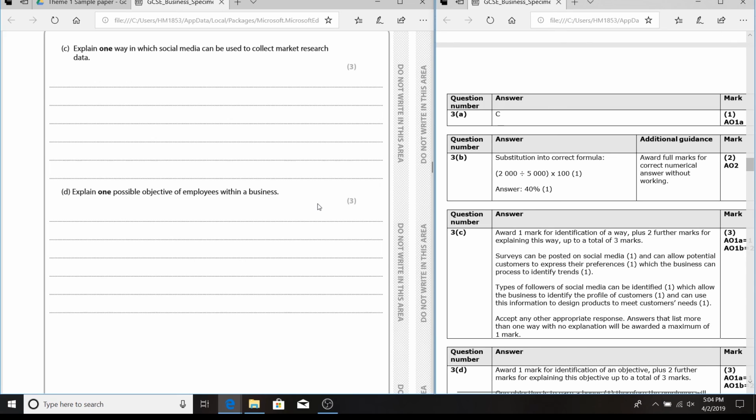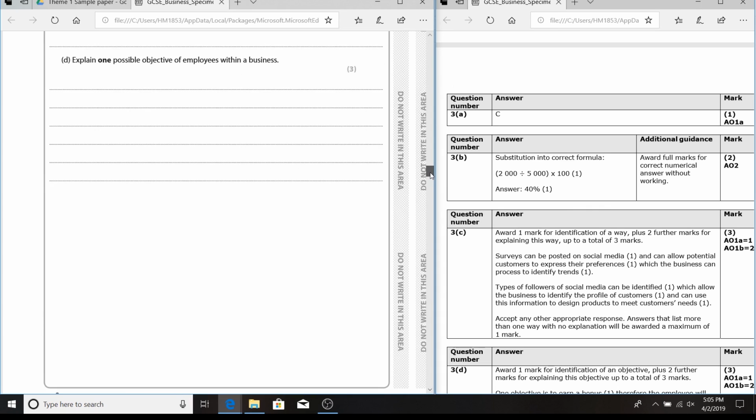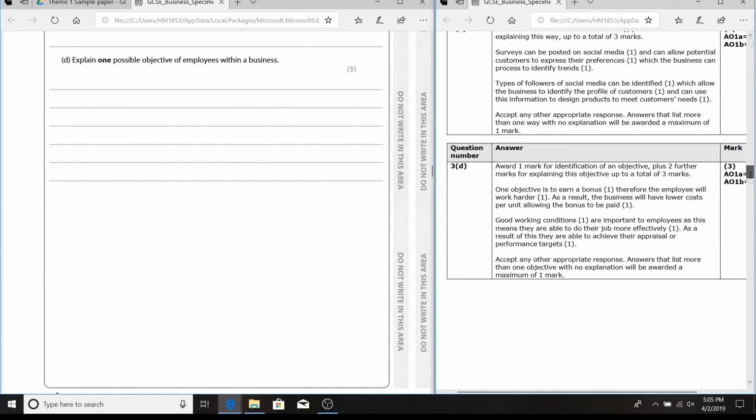Okay, absolutely fine. One possible objective of employees within a business, well, they might want a number of things. They might want job security. They might want decent wages. They might want fringe benefits, i.e. little perks of the business, like company cars, healthcare, gym memberships, and so on. So, here are 2 more suggested answers there. Love it.